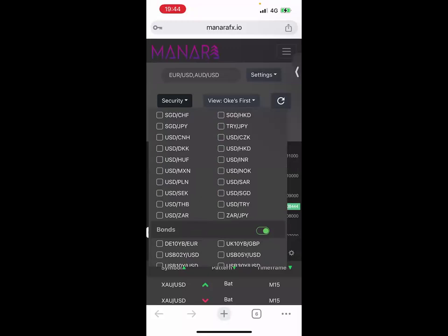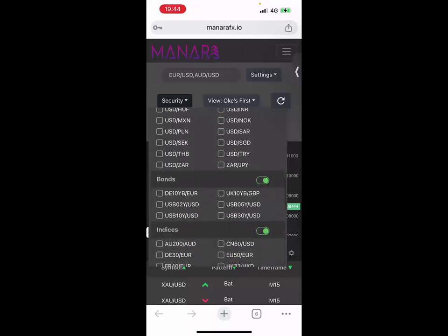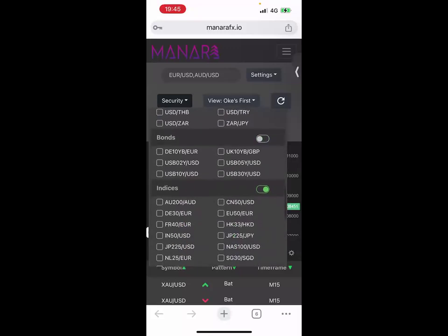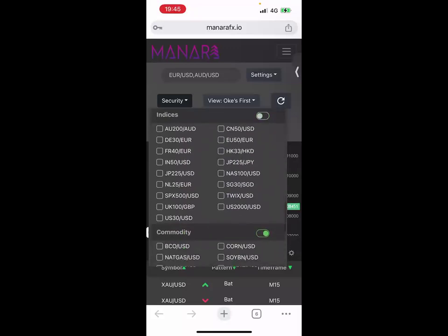Under bonds, scroll. We don't have any pair under bonds, so turn it off. Under indices, turn it off. Scroll.